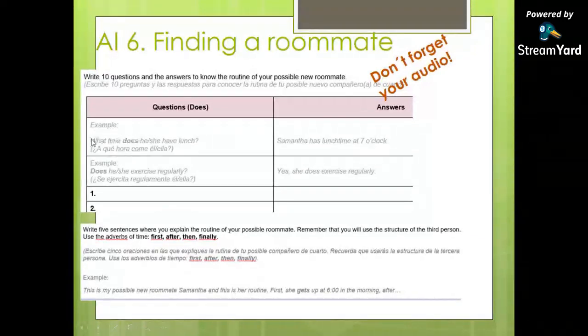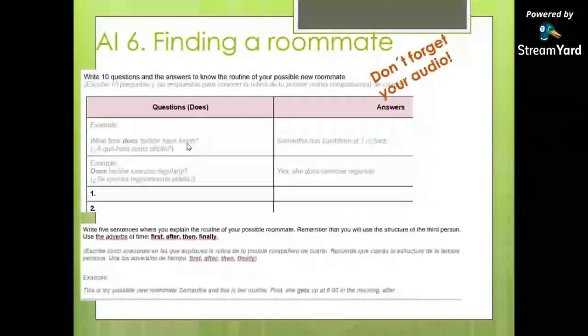For example, what time does he or she have lunch? This is the example, and this is the answer. Samantha has lunchtime at 7 o'clock. We use does or do, and we use also has. This is another example. Does he or she exercise regularly? Yes, she does exercise regularly.